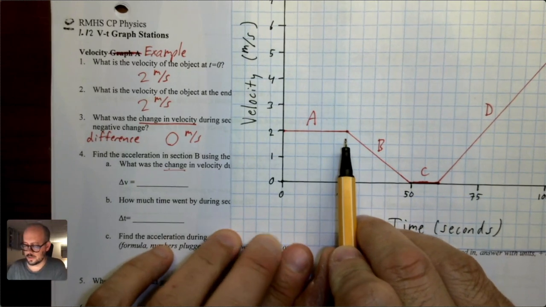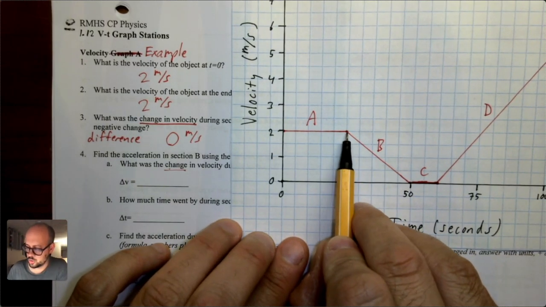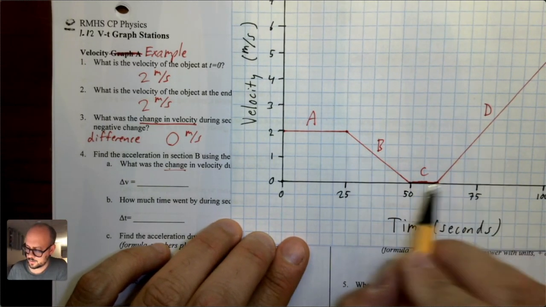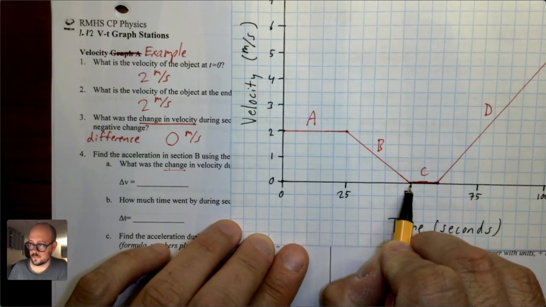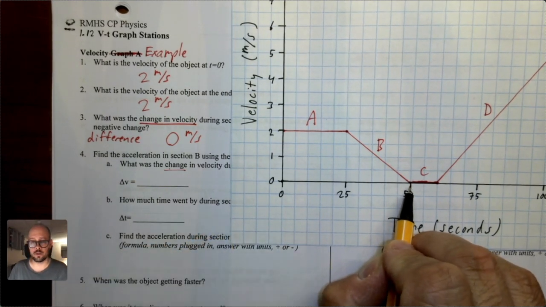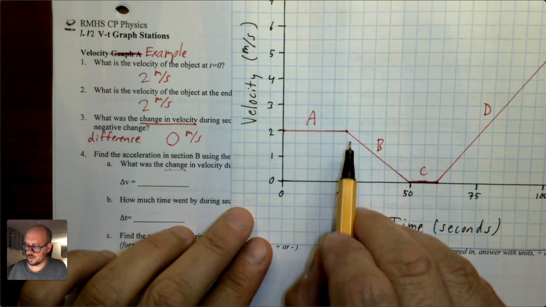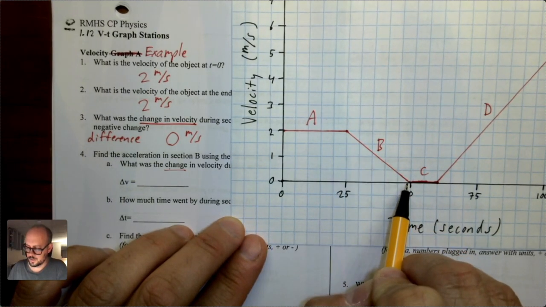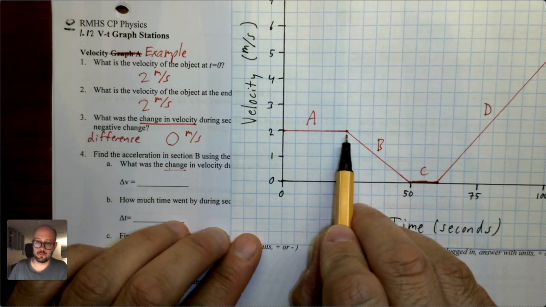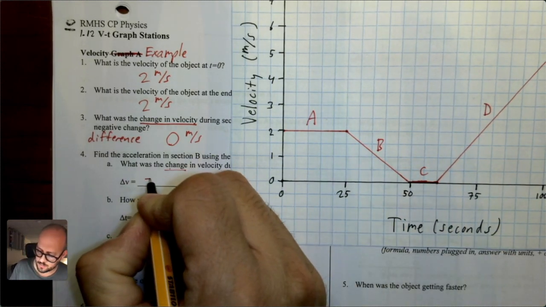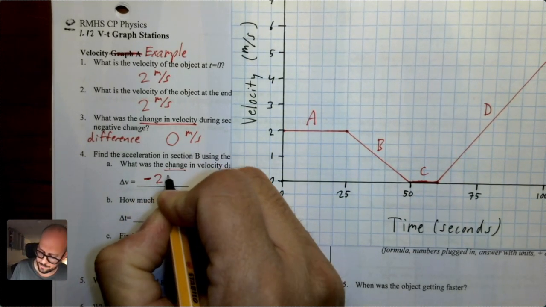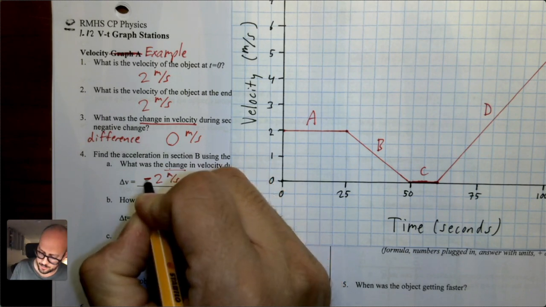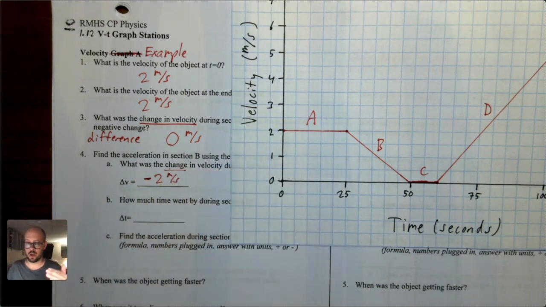And so section B is kind of the trickiest one. 2 is the first velocity and 0 is the second velocity. Now it's really important to note whether the velocity went up or down. In this case, the velocity went down, from 2 to 0. That's not a change in velocity of positive 2. It's a change in velocity of negative 2 meters per second. So the velocity of this object got lower by 2 meters per second.